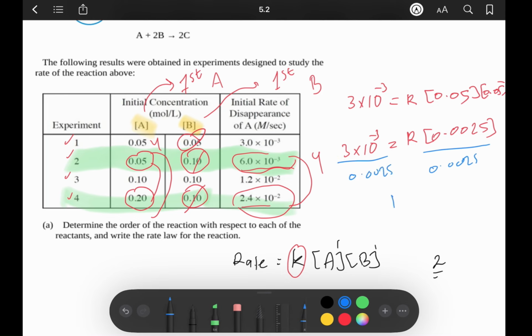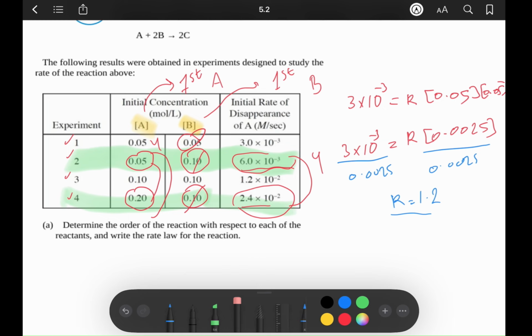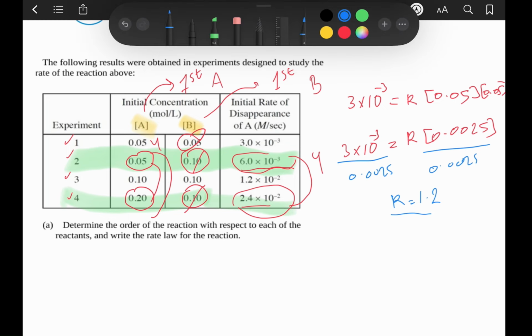Okay, then the value of K is equal to 1.2. Since the reaction is second order, how can I determine the unit of K? So I just want to work this out in here. Actually, you can memorize the values of the units, but for me, I don't like memorizing.